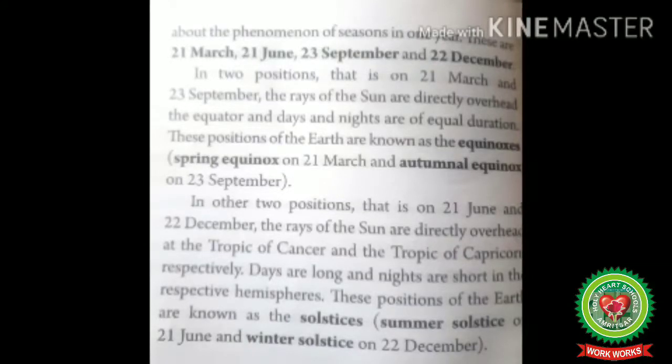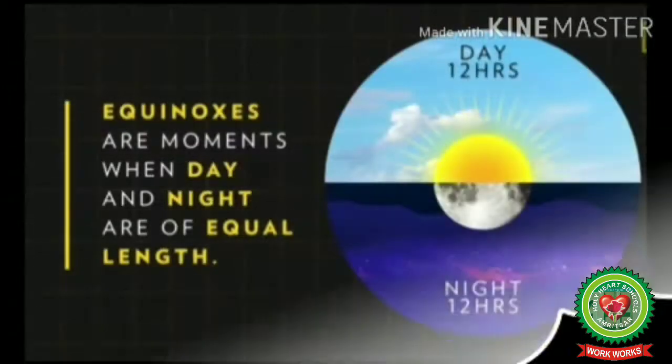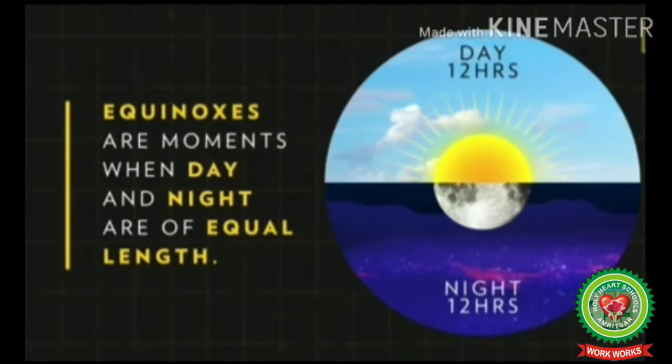This is in northern hemisphere. These are the longest and the shortest day of the year in the northern hemisphere. And this will be reversed in the southern hemisphere. On 21st of June, the southern hemisphere will have winter solstice and on 22nd of December, it will have summer solstice. Now let's study equinoxes and solstices in detail.